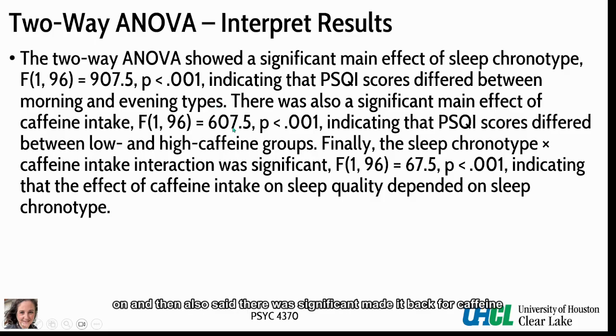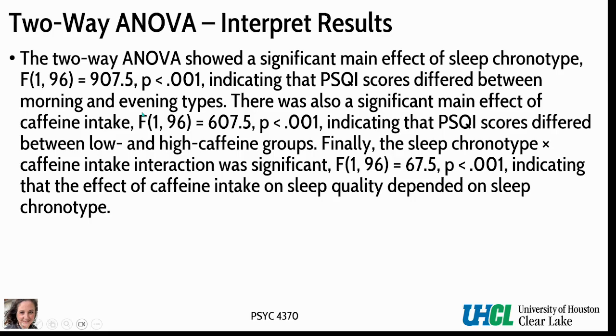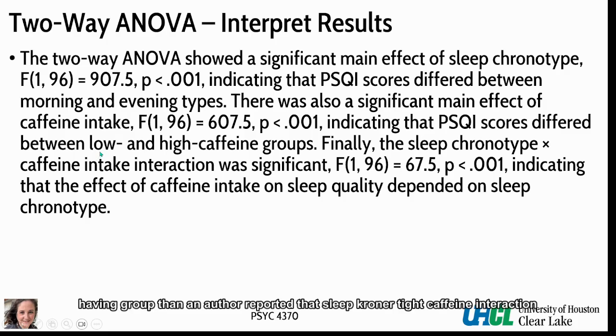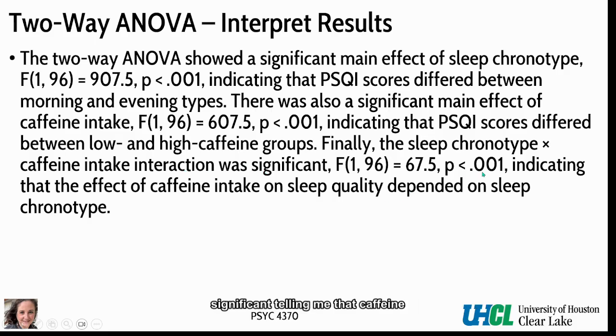I said that indicated that PSYC scores were different based on morning and evening chronotypes. And then I also said there was a significant main effect for caffeine, telling me that PSYC scores were different based on whether the person was low or high caffeine group. Then I also reported that the sleep chronotype caffeine interaction was significant, telling me that caffeine's effect on sleep quality was dependent on sleep chronotype.